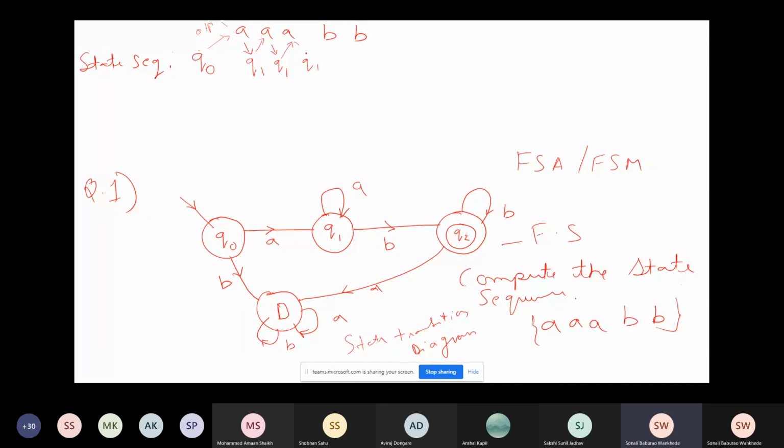Now check Q1B. When does Q1 give me B? Q2. When it reaches Q2, right? By reaching Q2, this Q1 is giving me the value of output as B. So I'll write the state here, Q2. Now check Q2B. When does Q2 give B? On Q2 only. On Q2 itself. When it is in Q2 itself.